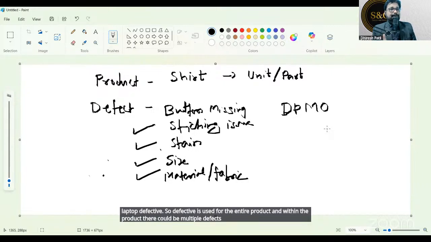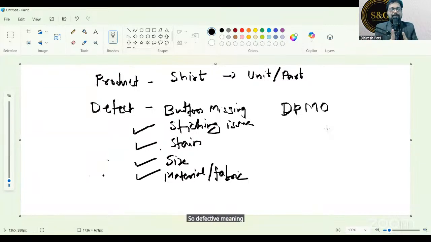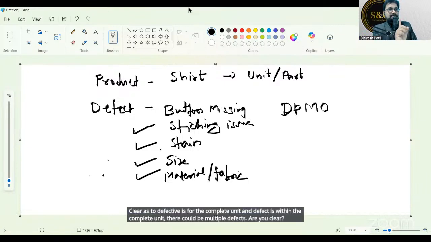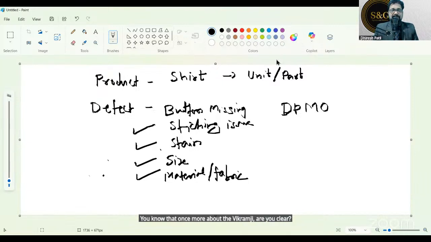Are you clear now with this? Just give me yes. So defective means the entire unit can be declared as a defective unit. And when it comes to defects, one entire unit can have multiple defects associated with it. Clear? So defective is for the complete unit, and defect is within the complete unit. There could be multiple defects. Are you clear? Once more, brother Vikramji, are you clear? Who else? Simple hai? Very good. Anyone else? Sanjay ji, are you clear? Just give me yes in the chat box.